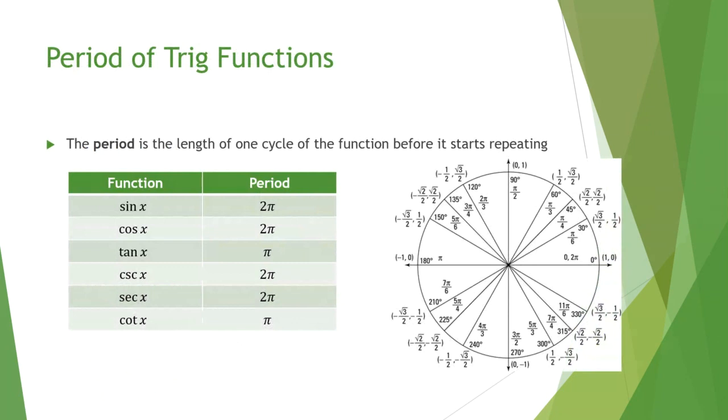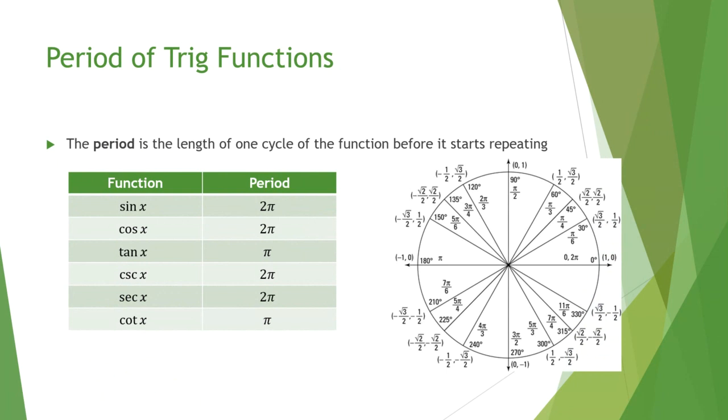Okay, now when you're solving trig equations, you need to worry about the period. The period is the length of one cycle of the function before it starts repeating. This is usually referred to graphically: if you graphed these, where does the shape start to repeat, basically. So the period for most of our trig functions is 2 pi. 2 pi is 360 degrees.